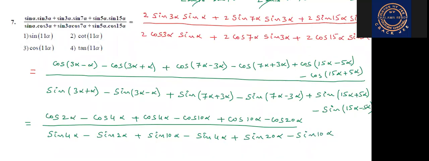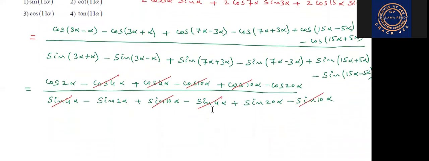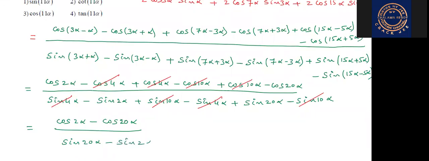Now observe the calculation. Numerator: minus cos 4 alpha plus cos 4 alpha, minus cos 10 alpha plus cos 10 alpha cancel. Go to the denominator: sin 4 alpha minus sin 4 alpha, sin 10 alpha minus sin 10 alpha cancel. Now write the remaining part. Numerator cos 2 alpha minus cos 20 alpha, divided by denominator sine 20 alpha minus sine 2 alpha.